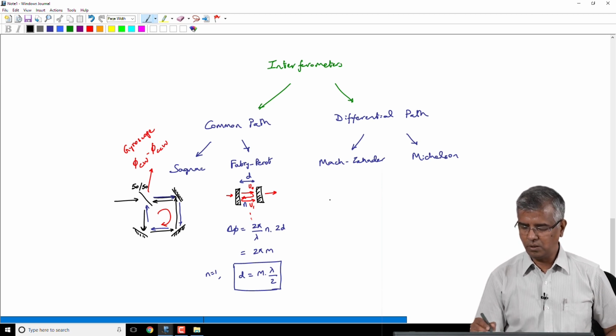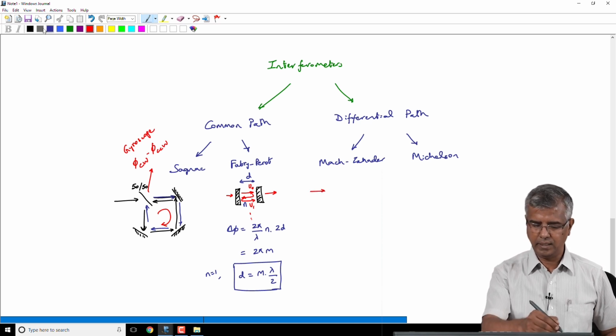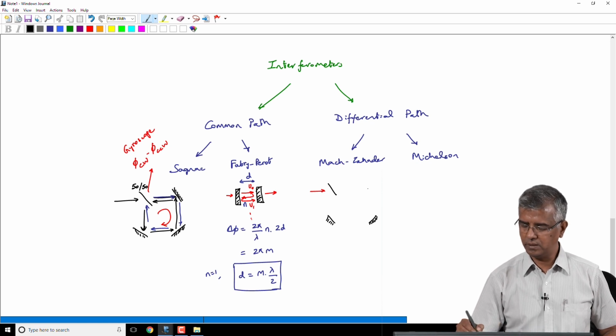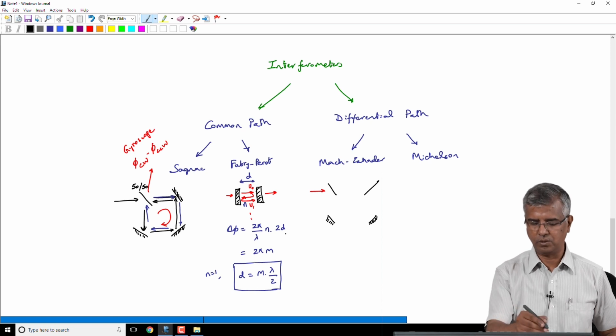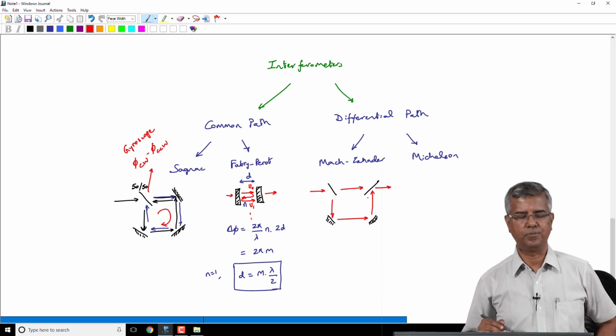So let's now jump to the differential path interferometer and see how things work here. So in a differential path interferometer, you have this incoming beam, which I'll denote in red. And what it encounters is, once again, a 50-50 splitter, and this 50% goes through a path consisting of two mirrors, and then it comes to another 50-50 splitter. So what happens is, one part of the beam goes this way, the other part goes this way, and both of those interfere, right?